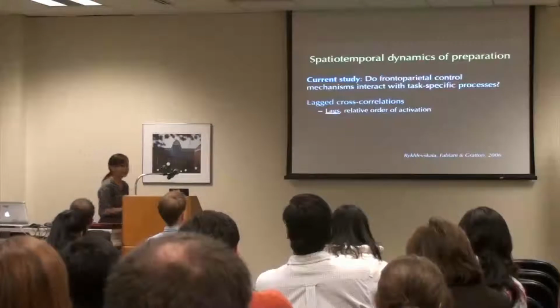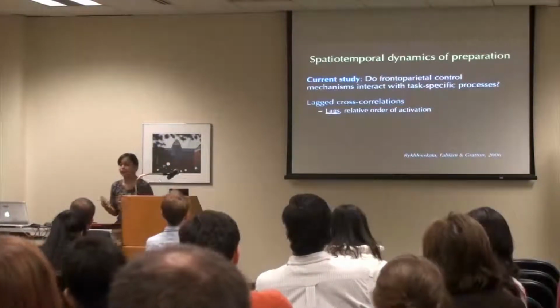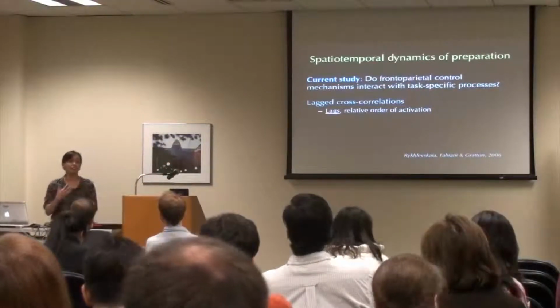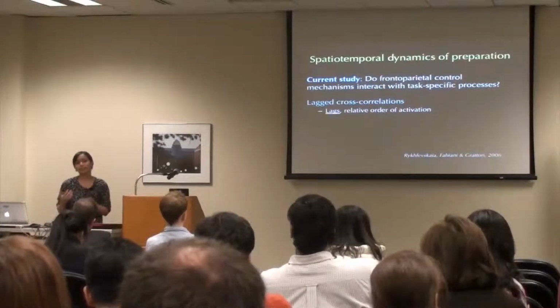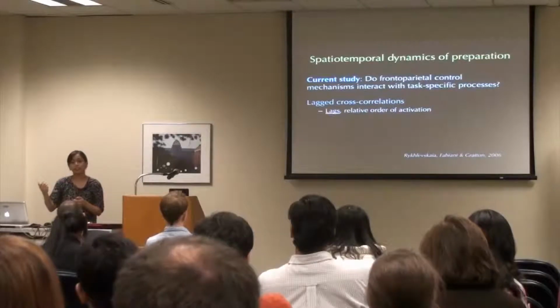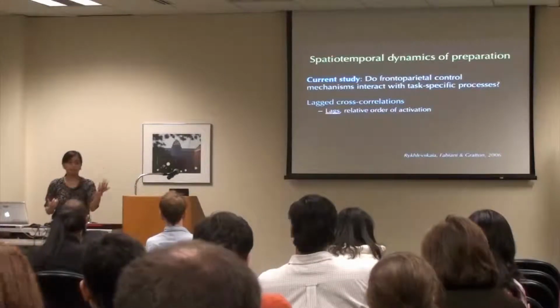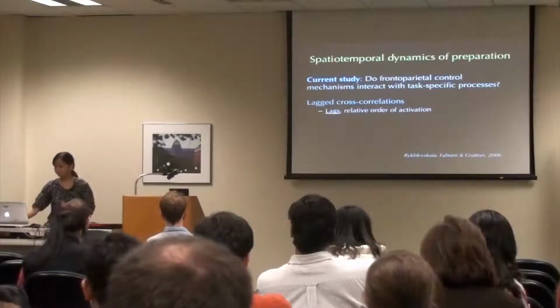So what lag cross correlations allow us to do is to identify the correlation of activity between regions of the brain and also infer the relative order of activation. So we have some idea of whether or not activity in this region precedes or may even predict activity in another region of the brain.